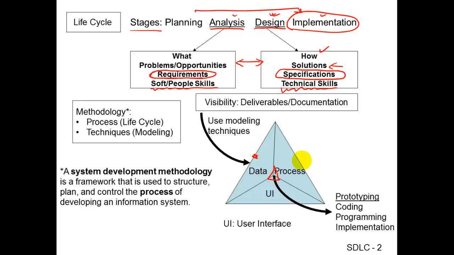That's the data aspect. The process aspect is about how we're going to take care of some business transactions in order to maintain the data we want to store in the database. It's business process, business logic, and UI stands for user interface, which is how we're going to design the user interface such that the user can enter the data into our system or retrieve the data they wanted from our system.